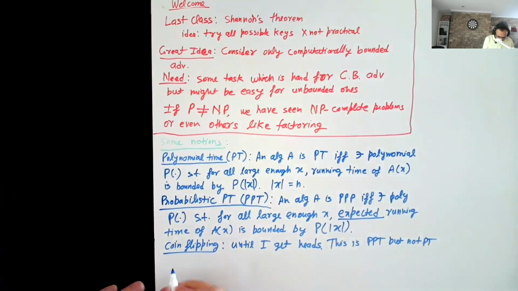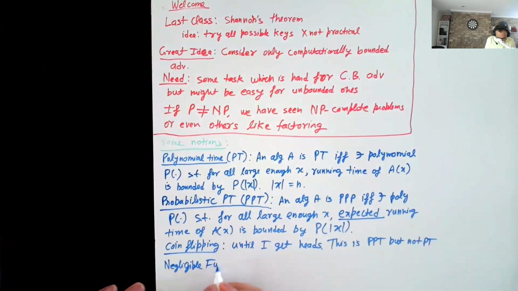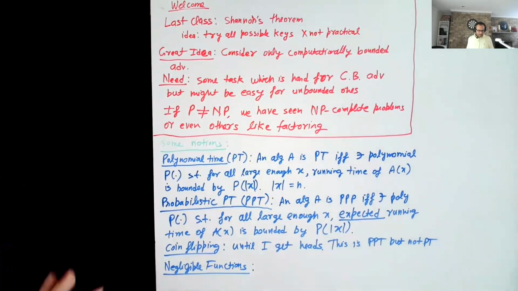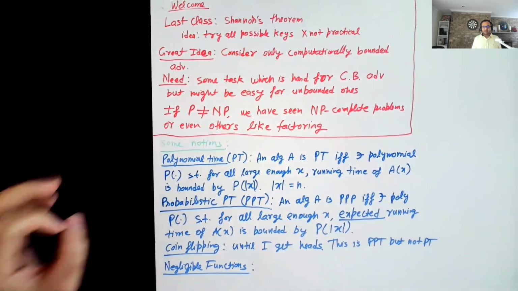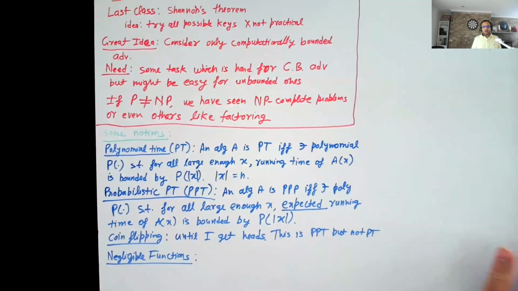Now we will talk about what is known as negligible functions and noticeable functions. So these notions, polynomial time and probabilistic polynomial time, they will generally be used to talk about the running time of algorithms. Negligible and noticeable functions, we will typically use them to talk about probabilities, probability of success and so on.